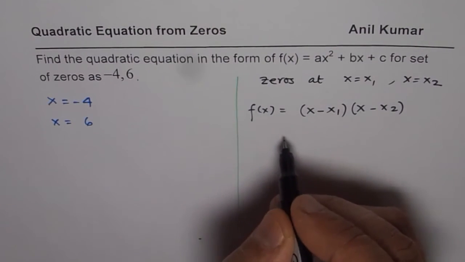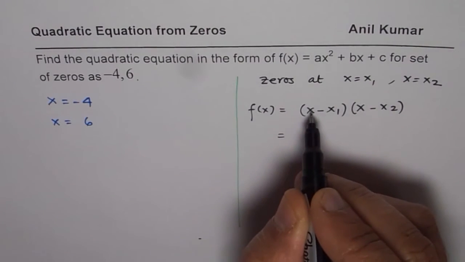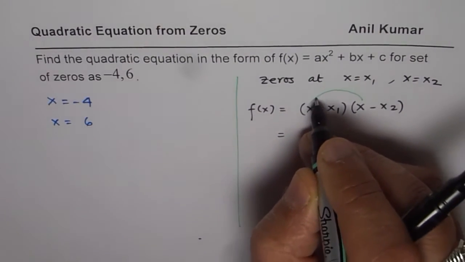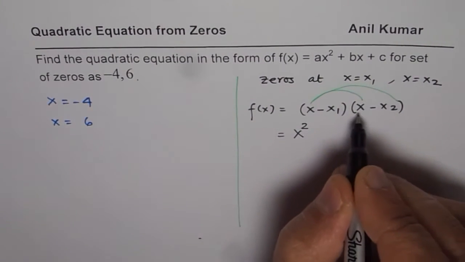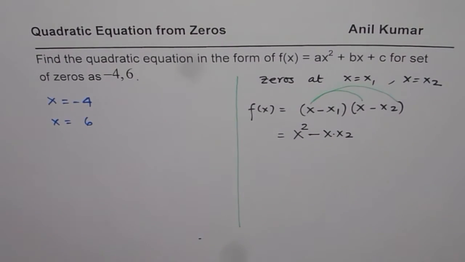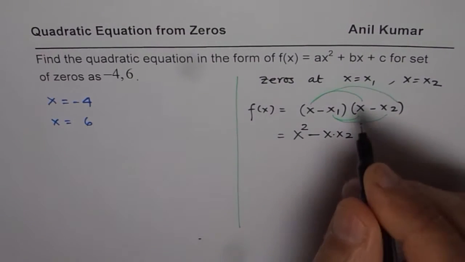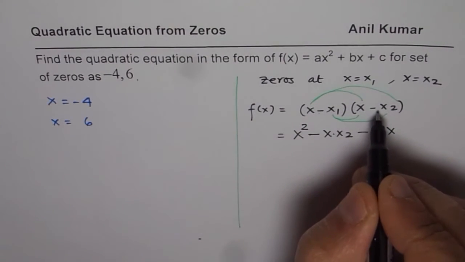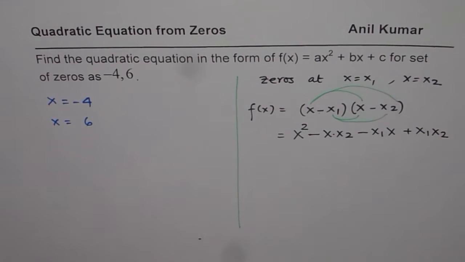If I expand this, then what do I get? This is the factored form, correct? When I expand, I'll apply the distributive property. That is, we need to multiply x with x and then x with x2. So we get x squared, and then this multiplication minus x times x2. Now we will do the same thing with x1, right? So we'll multiply these two. That's the distributive property. Minus x1 times x, and minus times minus will give us plus x1 times x2. So that is what we get.